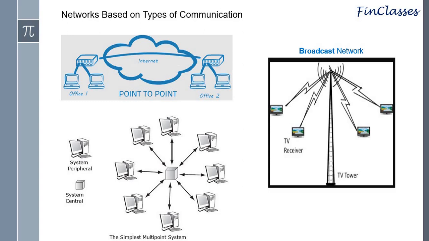So a direct link between two devices, for example two computers or a computer and a printer, is known as point-to-point communication. Simple. And there is multi-point communication.